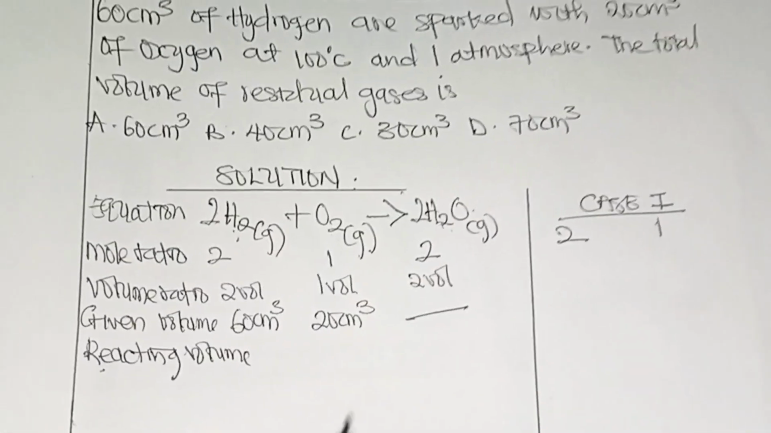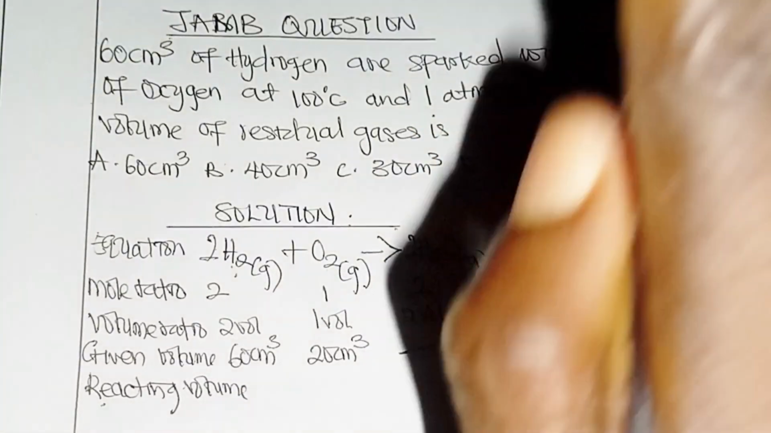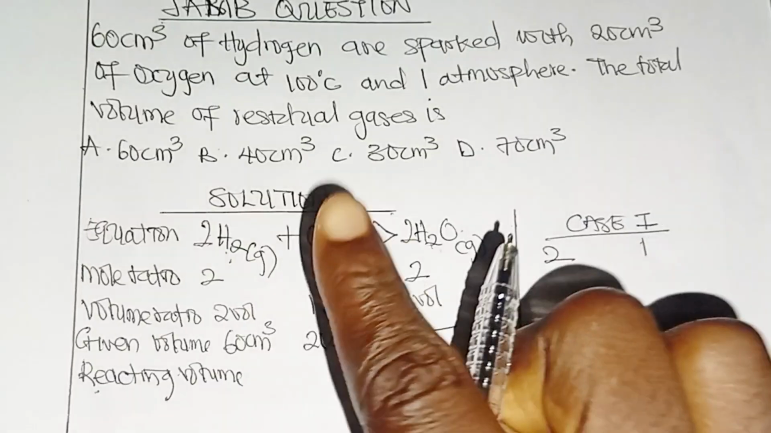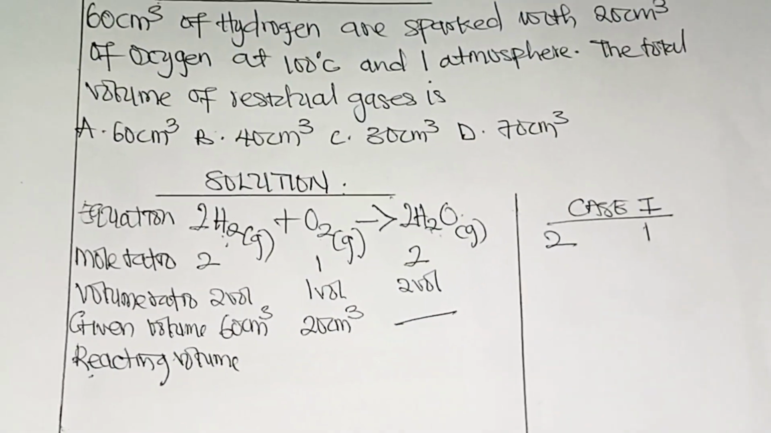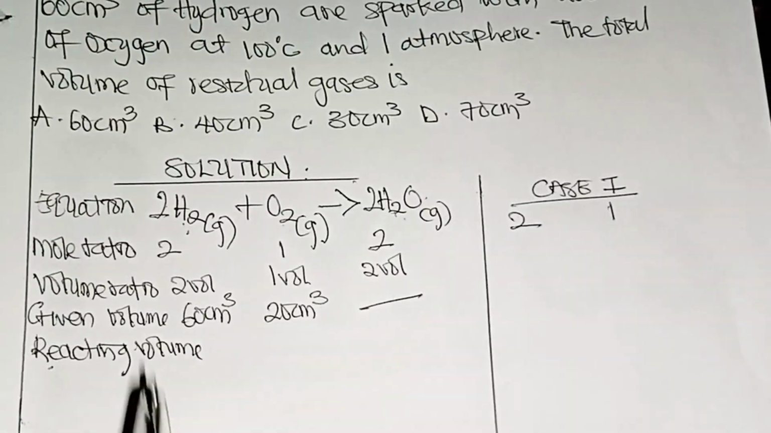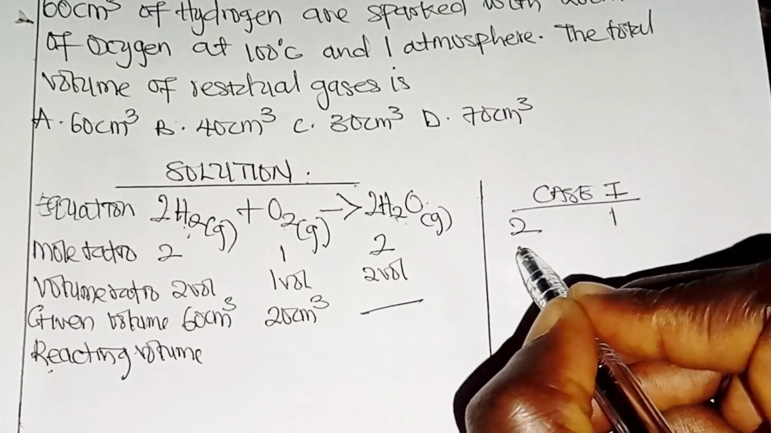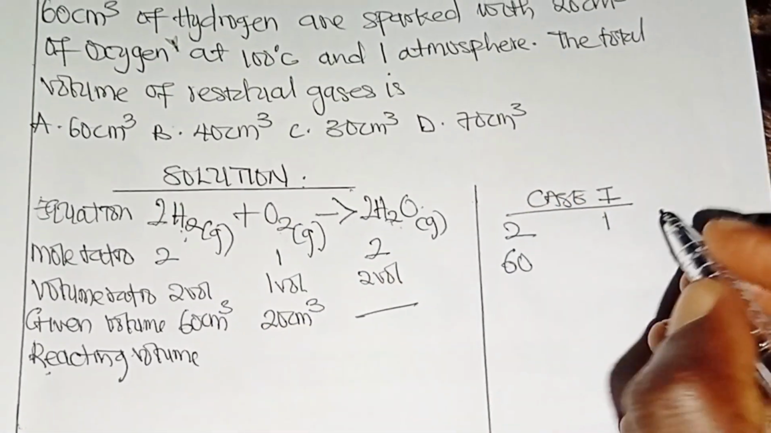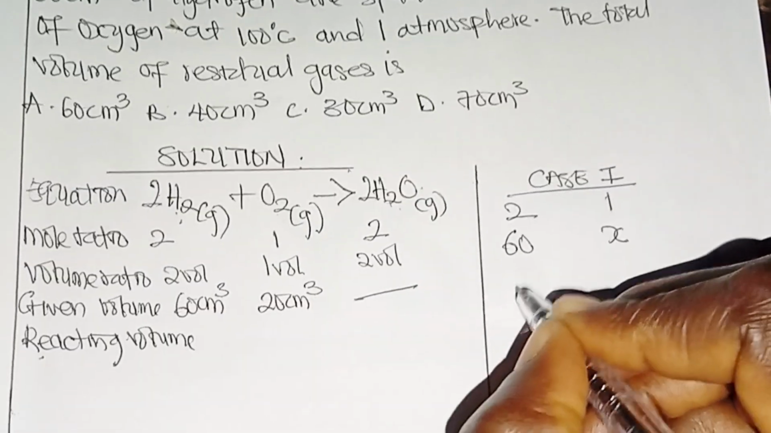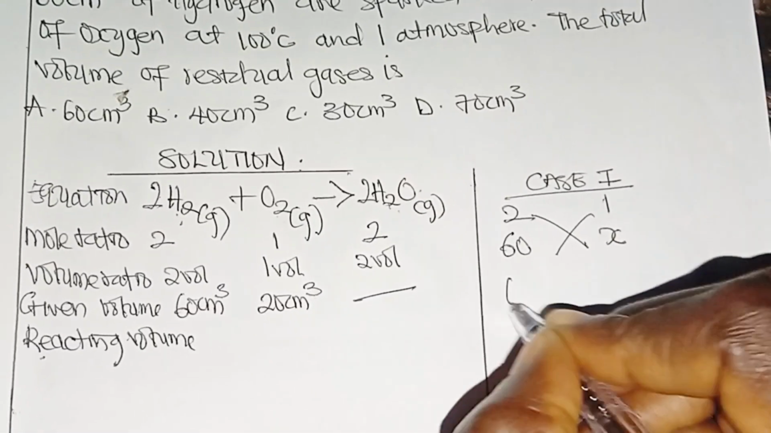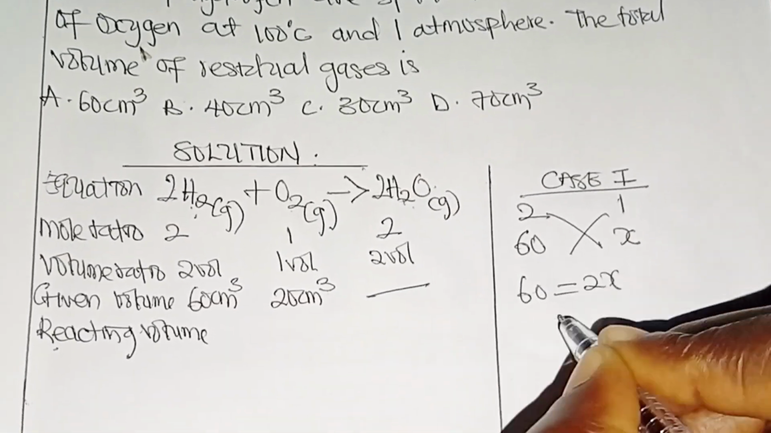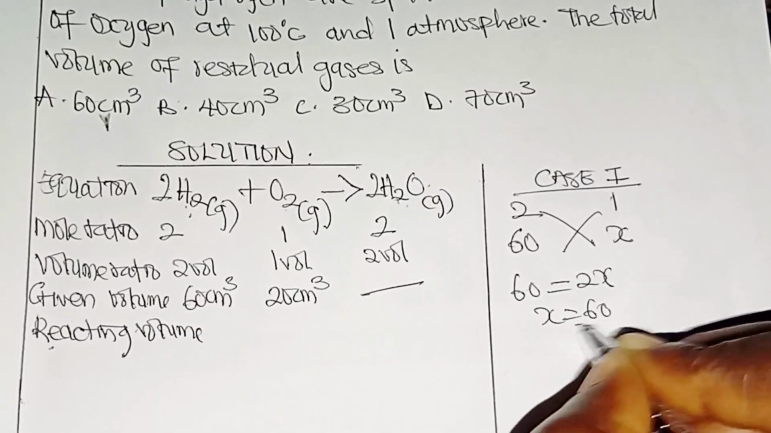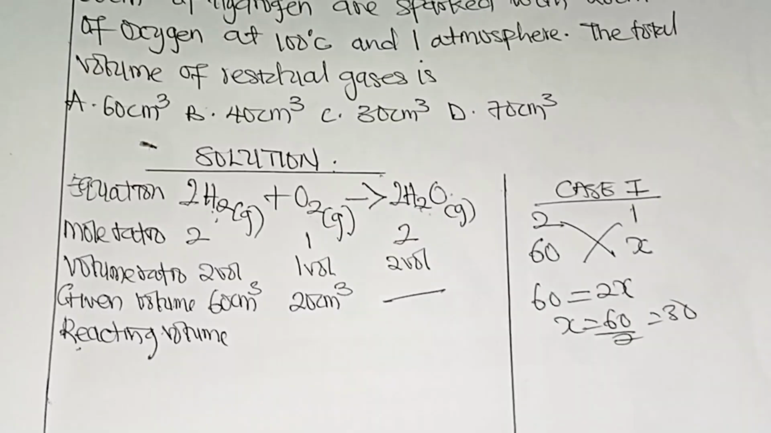The second step, write out the given volume of one of the reactants and then represent the given volume of the other reactants with a variable. I'm choosing hydrogen first, which is 60. Then I'll represent the volume of oxygen with a variable, which is x. So when I cross multiply, 60 will be equal to 2x. When I make x subject of formula, 60 divided by 2 to give me 30.